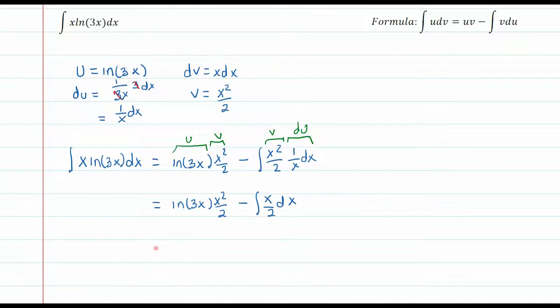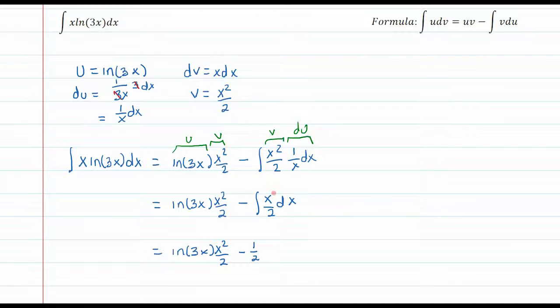So now in order for us to finish answering this question, we need to evaluate this integral. So let's write down our ln 3x times x squared over 2. And to evaluate this integral, let's pull out our constant, which is 1/2. So we pulled out this 2, 1/2. And we will apply the power rule again.